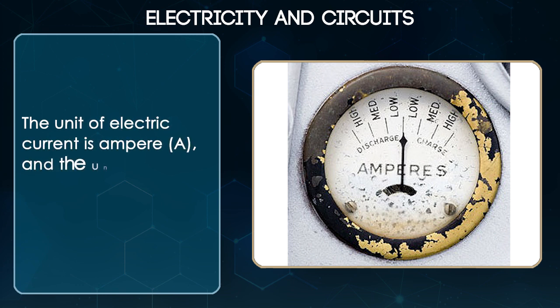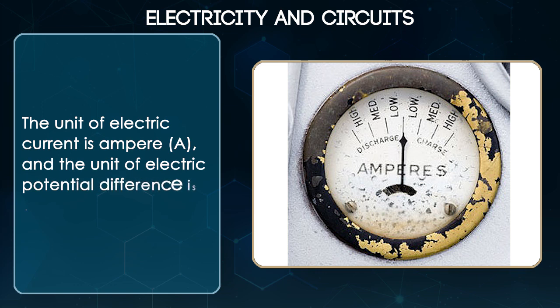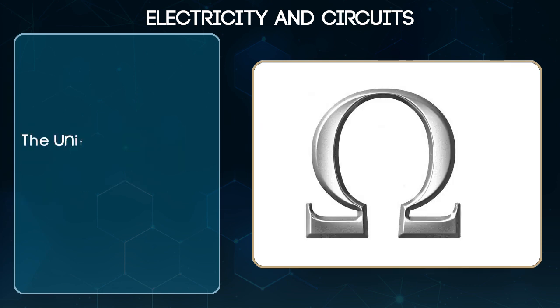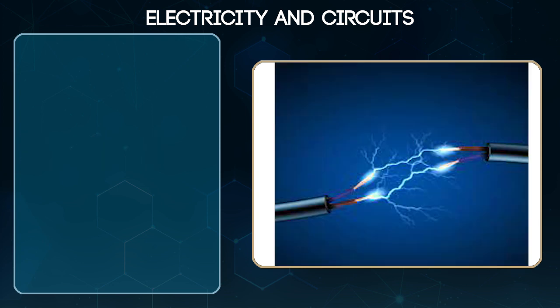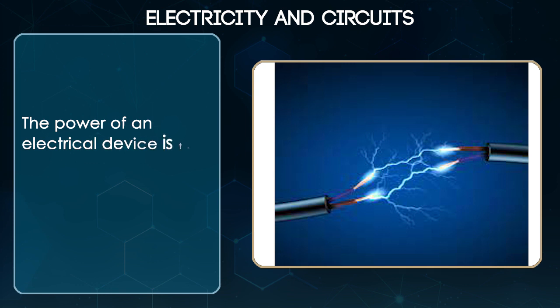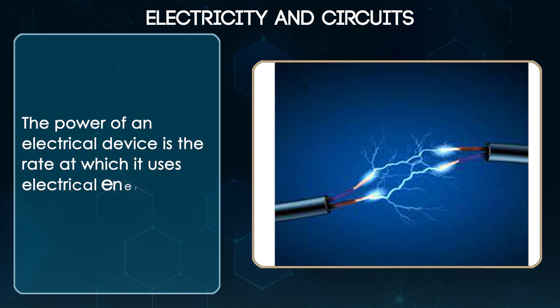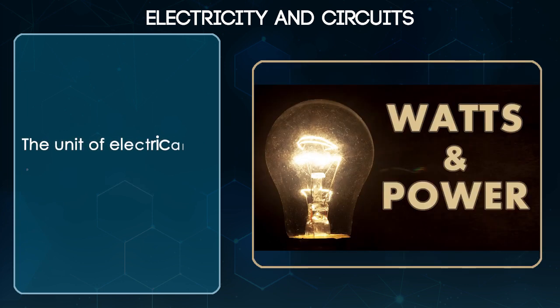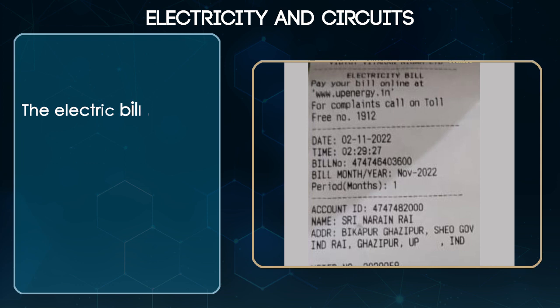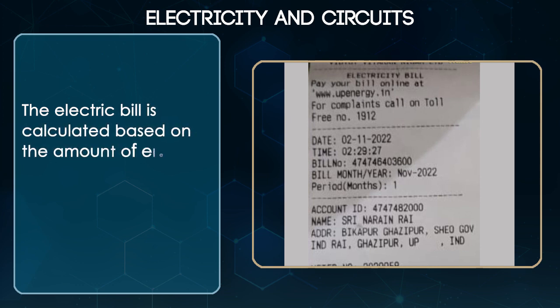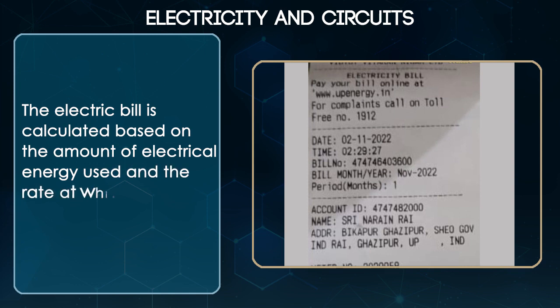The unit of electric current is ampere and the unit of electric potential difference is volt. The unit of electric resistance is ohm. The power of an electrical device is the rate at which it uses electrical energy. The unit of electrical power is watt. The electric bill is calculated based on the amount of electrical energy used and the rate at which it is charged.